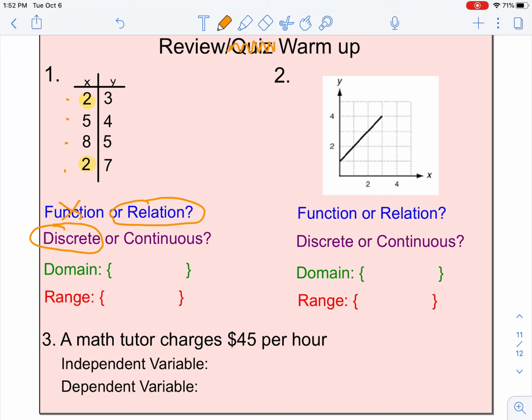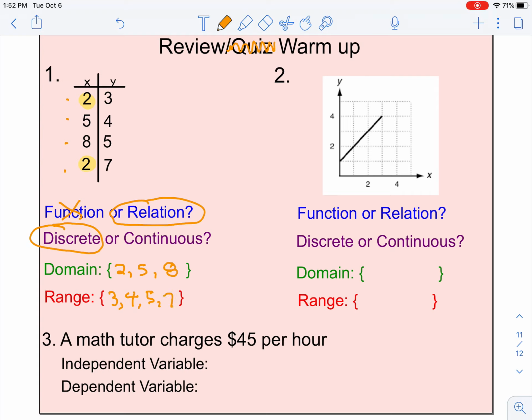Domain. The domain is all of the x values. You have an x value of 2, 5, and 8. You have a second 2 there, but it's just a set of all possible x's. So this would be 2, 5, and 8. Your range is the y values, the set of all y values you have. Your y values, you have 3, 4, 5, and 7. And again, we usually put those in order from smallest to largest. So we have 3, 4, 5, 7.